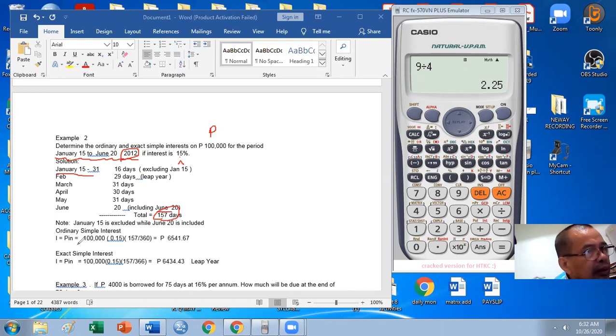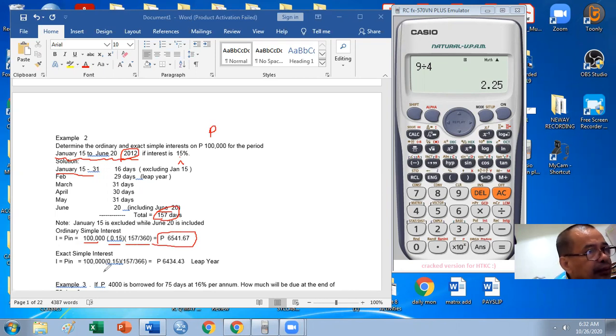Okay, since this is a banker's year, your basis, your divisor, is 360. You just substitute 100,000 times 0.15 times 157 over 360, and you will have 6,541.67. Usually, give it to two decimal places.